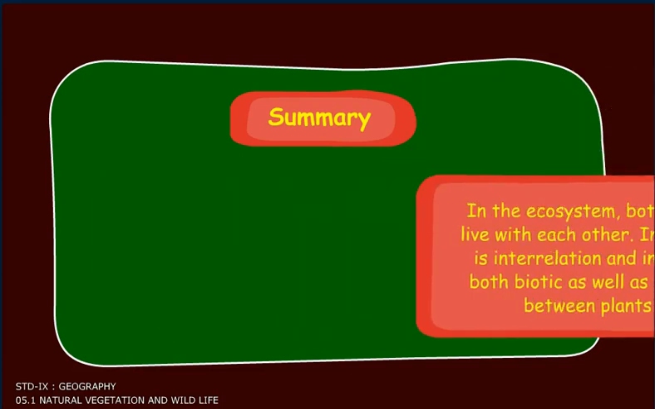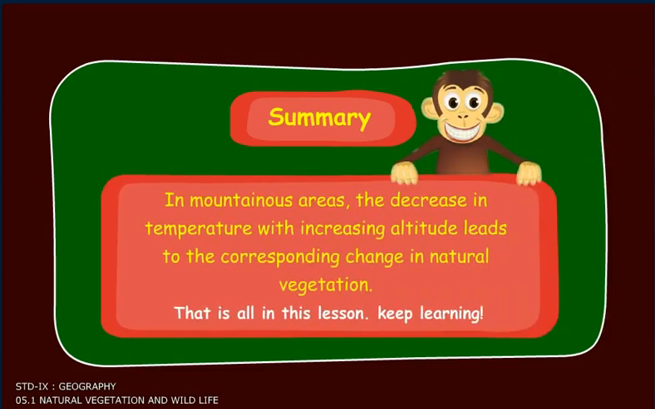In mountainous areas, the decrease in temperature with increasing altitude leads to the corresponding change in natural vegetation.